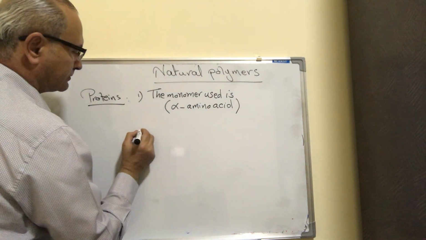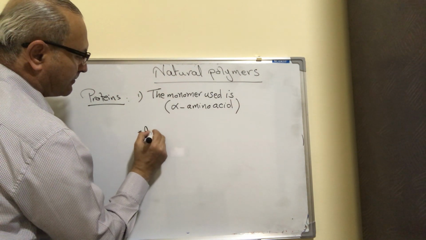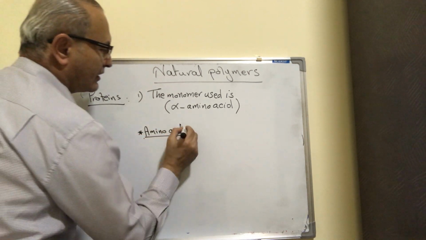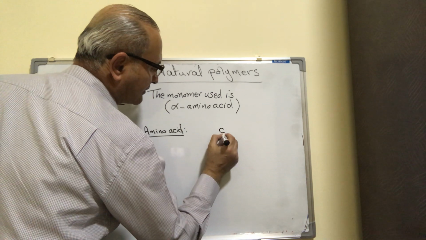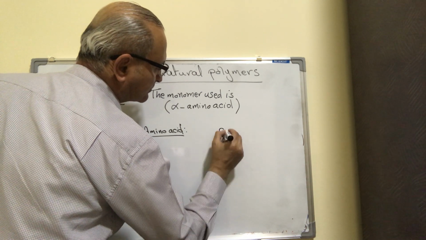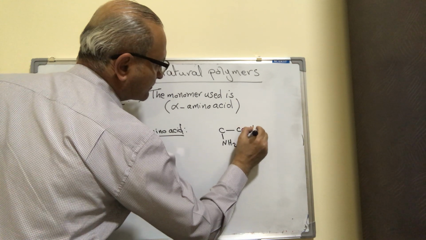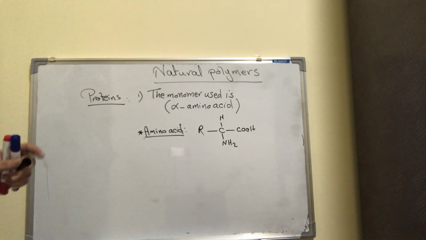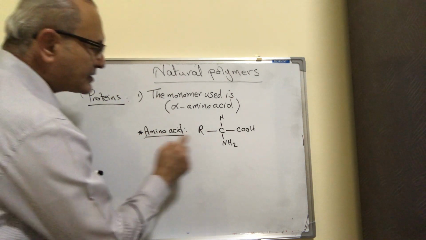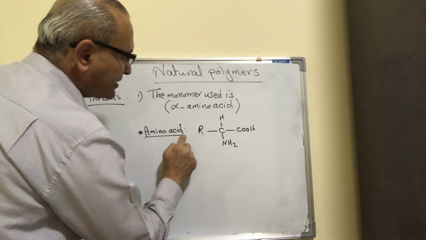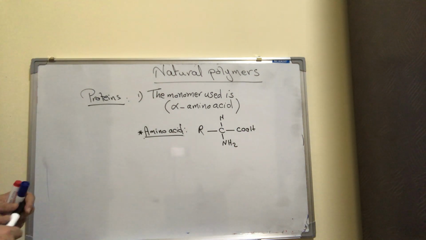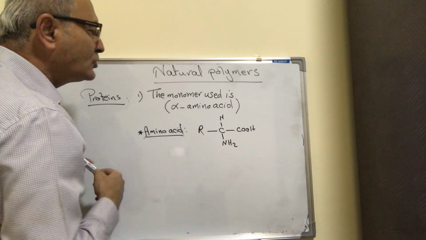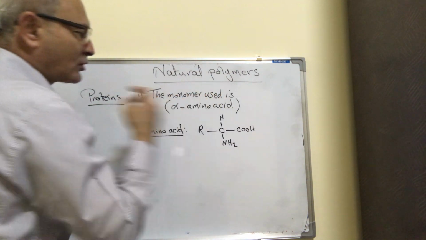What is the amino acid? Amino acid is an organic compound that has the general formula like that: NH2, COOH, H, R. Look carefully. Amino represents NH2. Acid represents the COOH, which is the carboxylic acid functional group. So it is combining two functional groups together within the same compound.